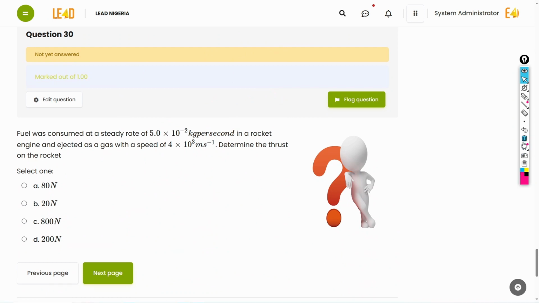All right. Number 30 says fuel was consumed at the steady rate of 5 times 10 raised to the power of minus 2, so that's 0.05 kg per second, in a rocket engine and ejected as a gas with a speed of 4,000 meters per second. All right, determine the thrust on the rocket.